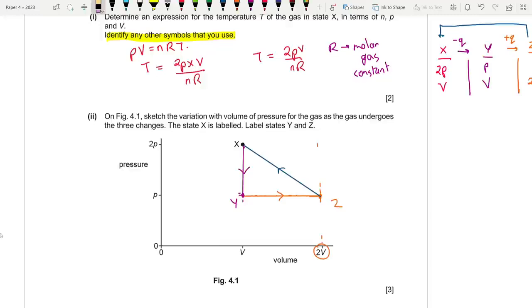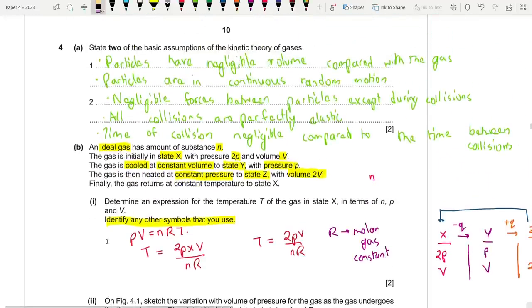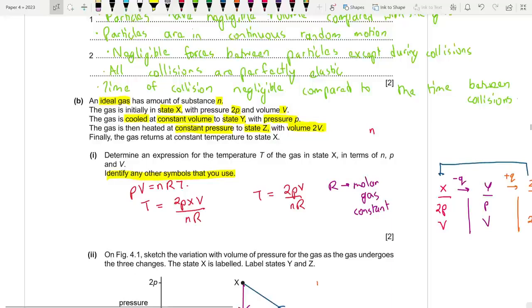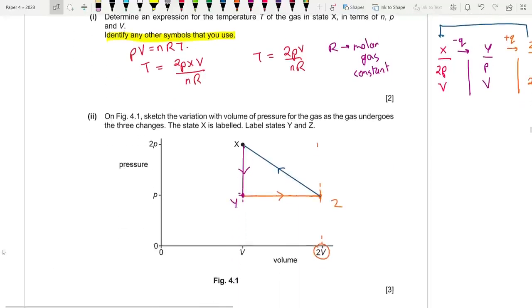Why is this always a curve? Why were the other ones straight lines? Mainly due to the fact that they said that for X to Y the gas is cooled at constant volume, and in the next one the gas is then heated at constant pressure. So it meant that the volume never changes, so it remains vertical, and the pressure never changes, so it remains horizontal.